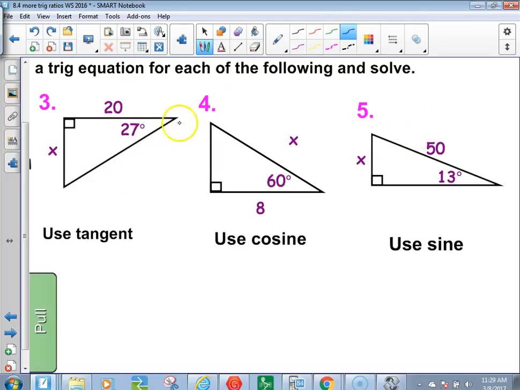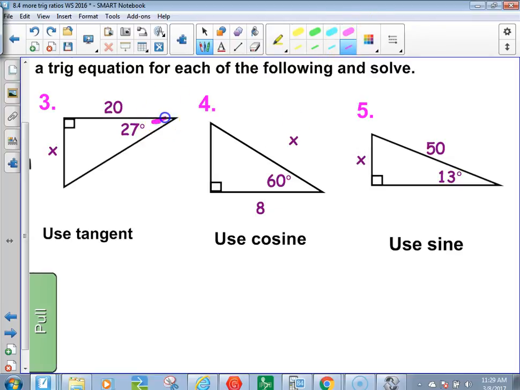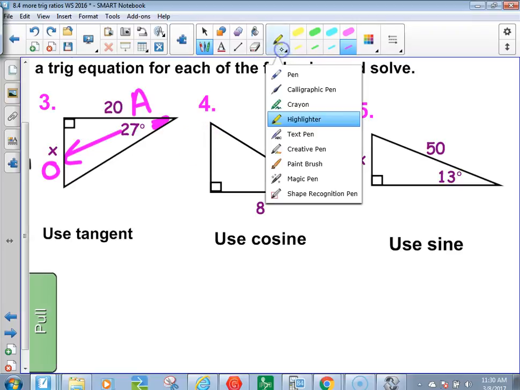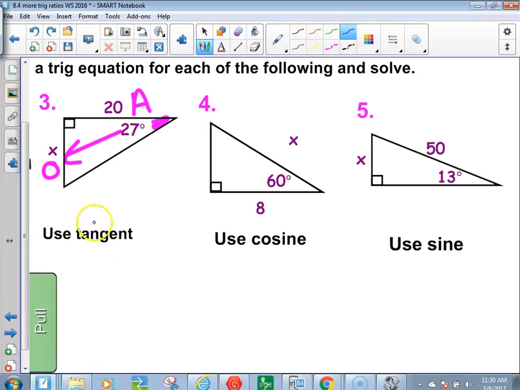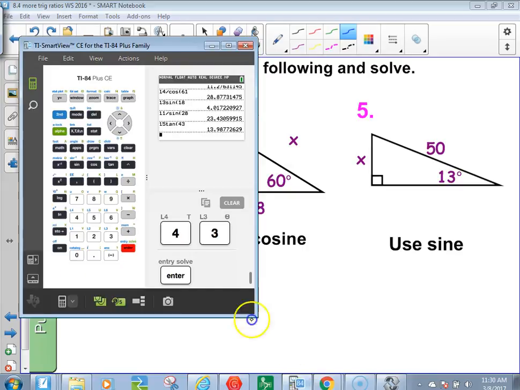Okay? This one says use the tangent. You're coming from here. X would be opposite, and the 20 would be your adjacent. So the correct setup for this problem is the tangent of 27, Cheyenne, please, is X over 20. Cross multiply. X equals 20 tan 27. And you guys know that we're going to type that now in the calculator.